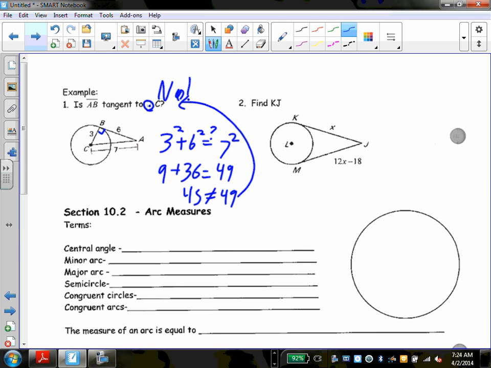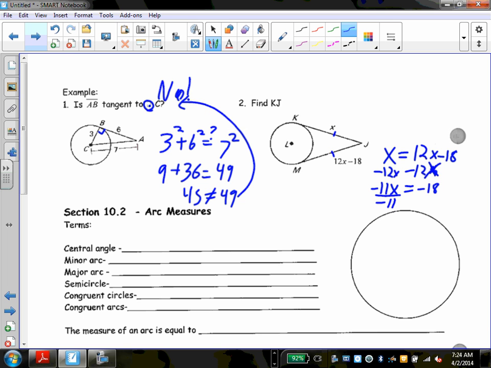Second one here, we're asked to find the length of KJ. One thing you do need to know is that J is an external point, and JK and JM are both tangent lines. They didn't tell you that, but it is true here. So that means these are the same length, which means that we can set them equal to each other. So we have x equals 12x minus 18. We could subtract 12x from both sides. That will give us negative 11x equals negative 18.